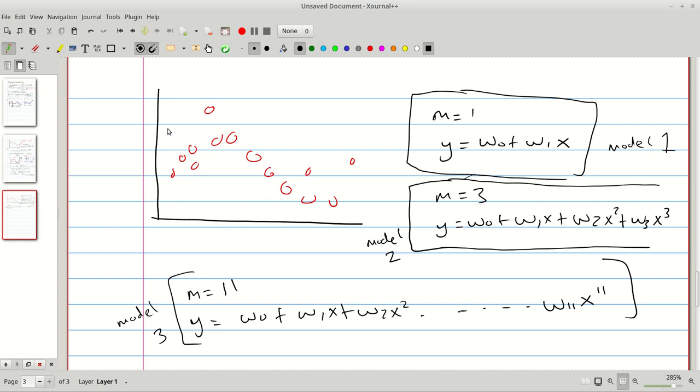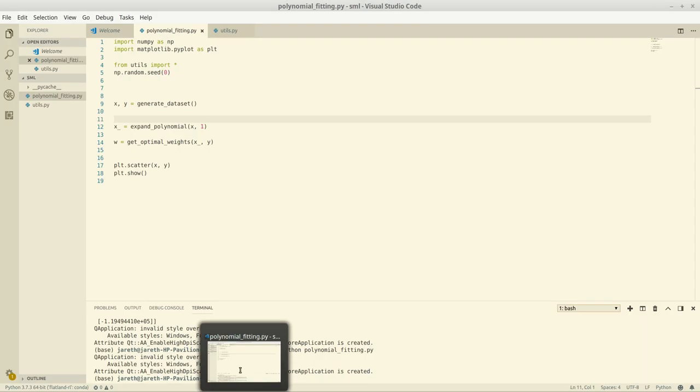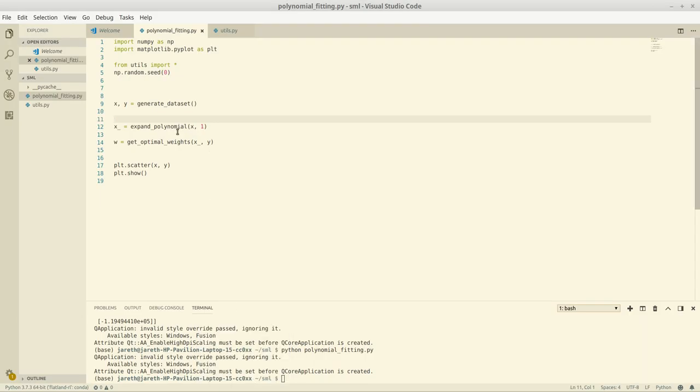What we'll discover is that model 1 is actually going to look like this. It can only do up to a straight line, right? Let's go to an example to make sure of that. So the first model, which we'll call x1, which is our model 1. So let's get optimal weights for x1.